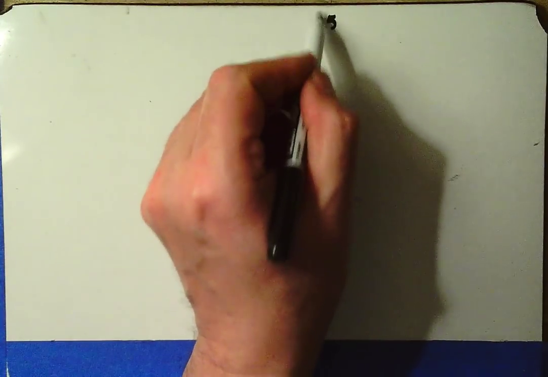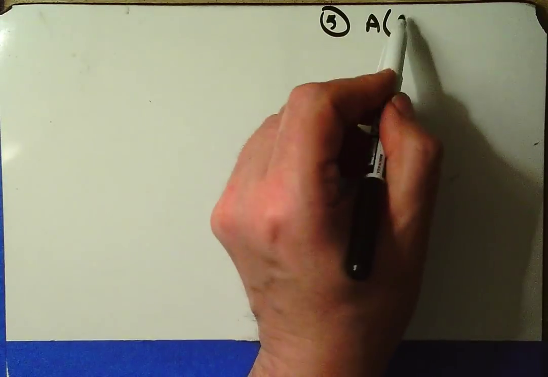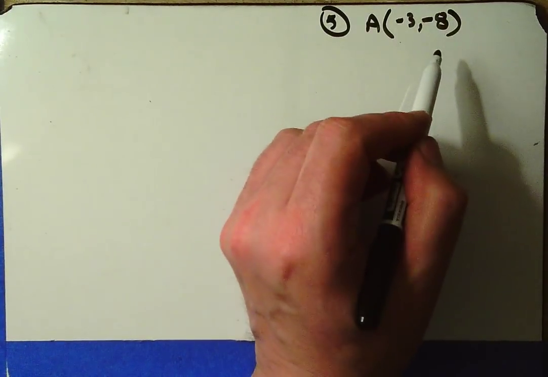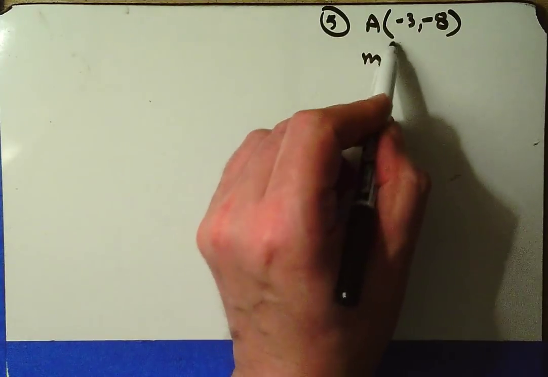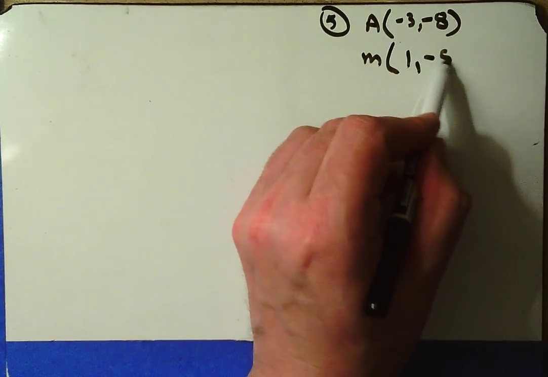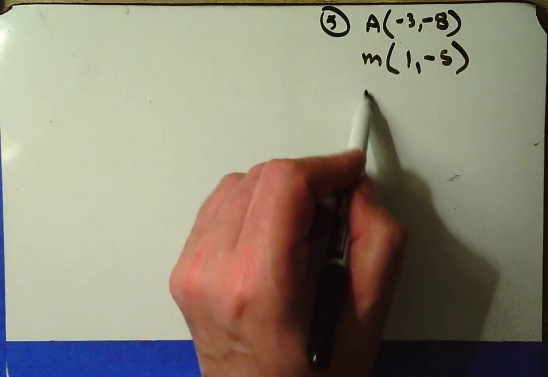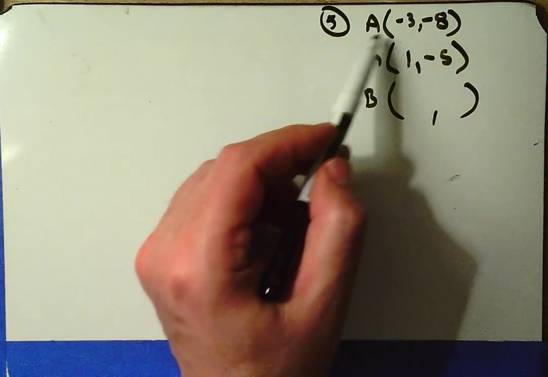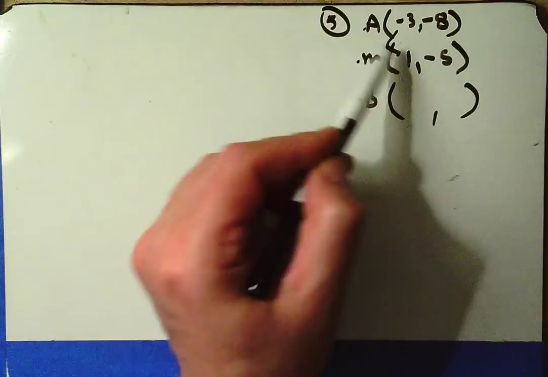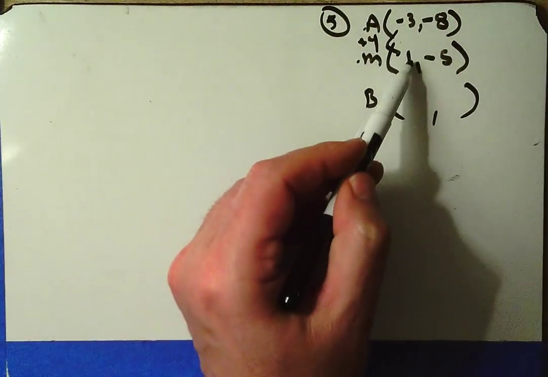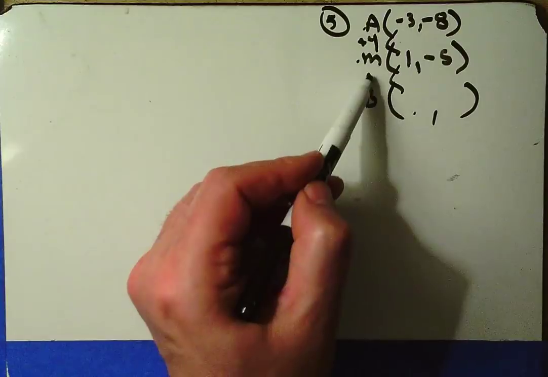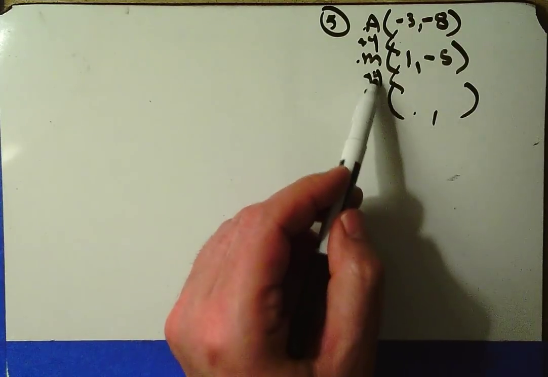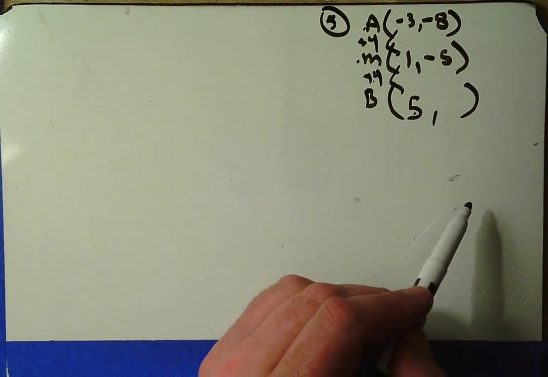Let's take a look at number 5. 5 says, given the point A is located at negative 3, negative 8, and the midpoint of the segment is located at 1, negative 5, what are the coordinates of point B? Well, I see that the x values to get from one end to the middle go up by 4. So to go from the middle to the other end, I want to go up by another 4. 1 plus another 4 will bring me to 5.